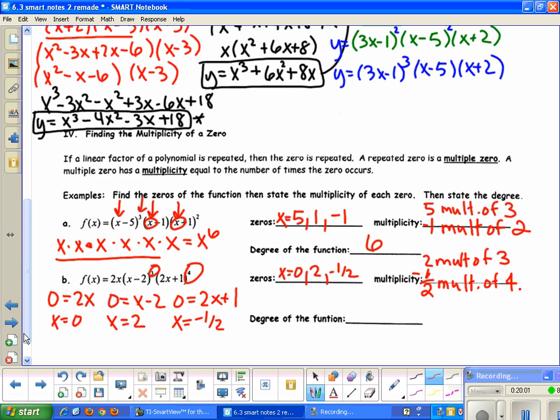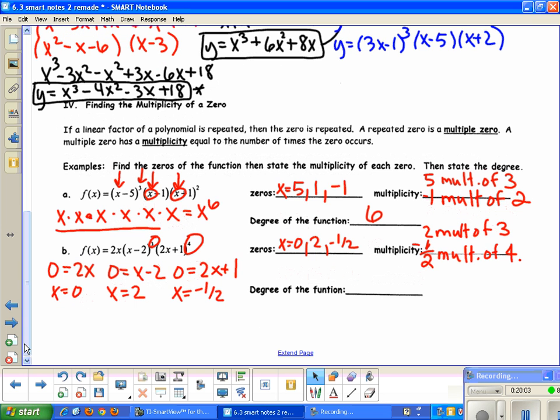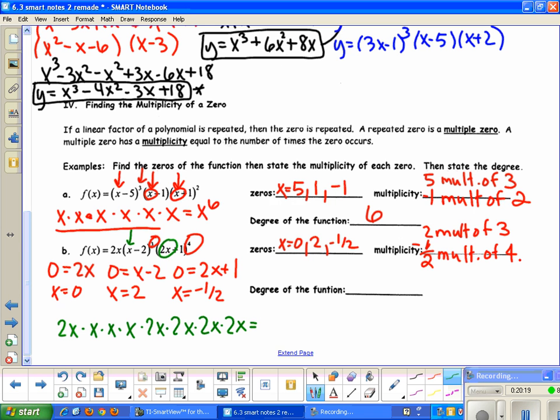Now, if we were to multiply this out and put it in standard form, notice I would have 2x, and then I would have times an x that occurs 3 times. And then this one occurs 4 times, so I'd have times 2x 4 times. And if I do that out, I get 32x to the 1, 2, 3, 4, 5, 6, 7, 8. So that means the degree of this would be a degree of 8.